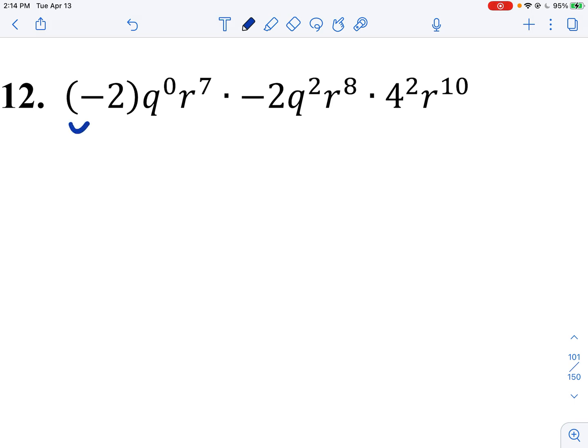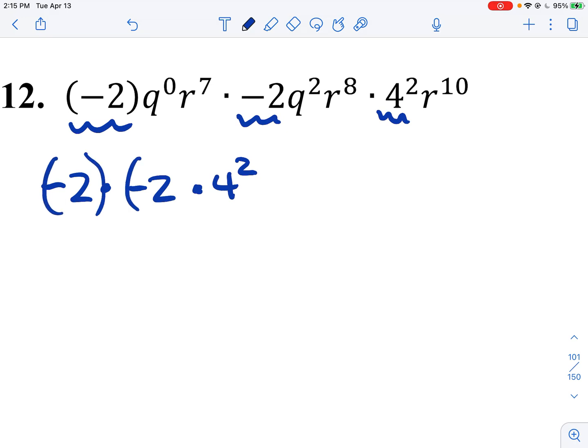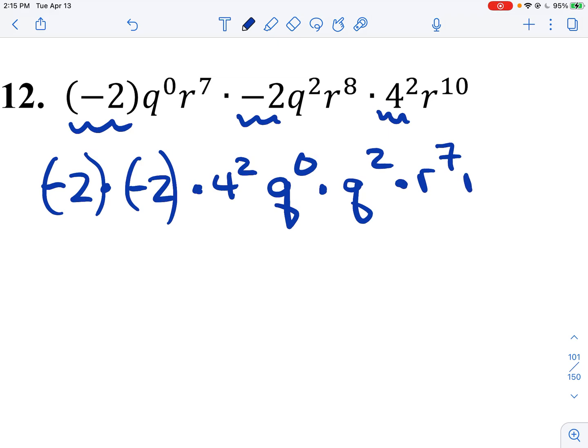Okay. Again, I have a negative 2, a negative 2, and a 4 squared. Negative 2 times negative 2 times 4 squared. Okay, these should probably be in parentheses. Then I have a q. I have a 0 power. I have 1 to the 2nd power. Then I have an r to the 7th power. I have an r to the 8th power. And I have an r to the 10th power.